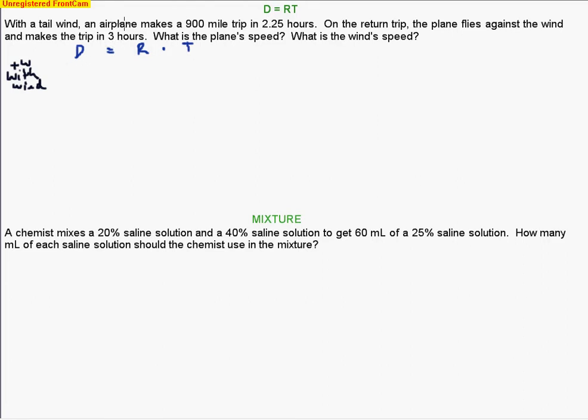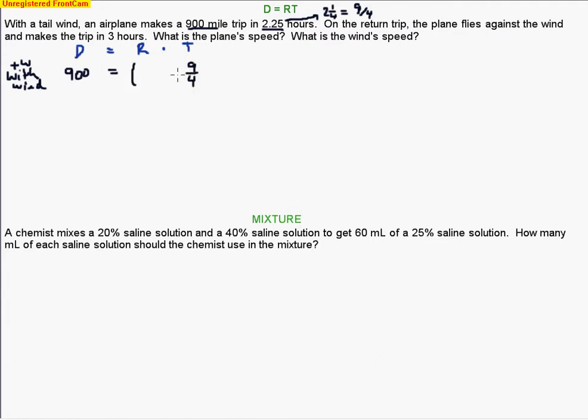So we know the distance. It says it's 900 miles, so we can put that in place of the distance. Now, the time we know is 2¼. I'm going to change this, because I like to deal with fractions rather than decimals. So I'm going to change 2¼ to the improper fraction 9/4, because I'll be able to reduce the fraction in a little while. Often using the fraction form makes the problem go a little faster.